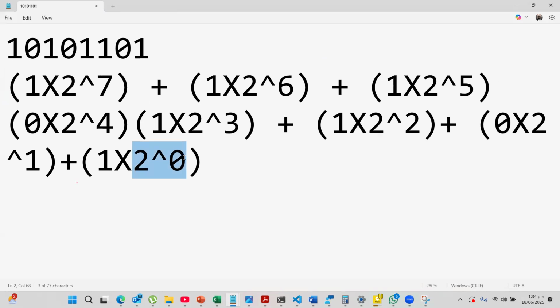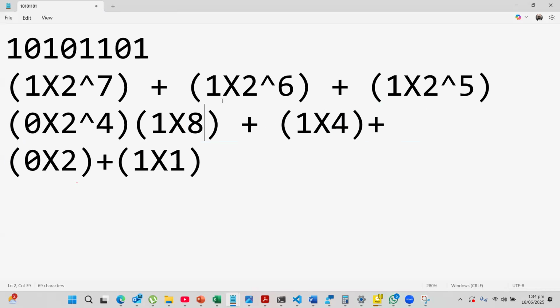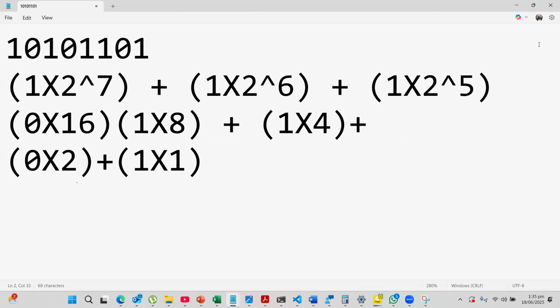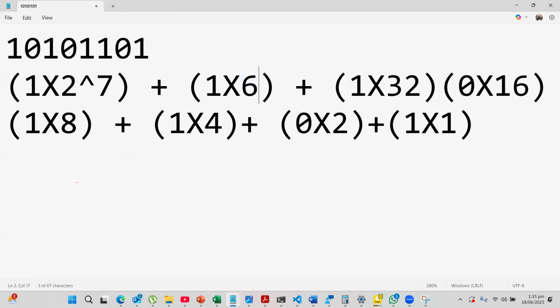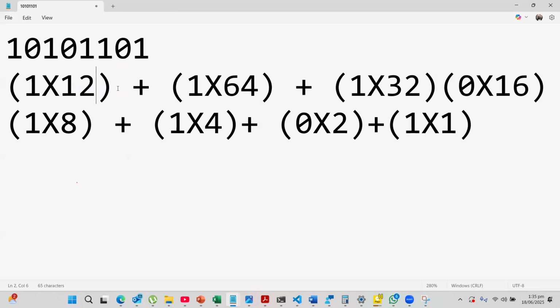Now, 2 raised to the power 0 is 1. 2 raised to the power 1 would give me 2. 2 raised to the power 2 here would be 4. 2 raised to the power 3 here would be 8. 2 raised to the power 4 here would be 16. 2 raised to the power 5 here would be 32. 2 raised to the power 6 here would be 64. And then 2 raised to the power 7 over here should be 128.